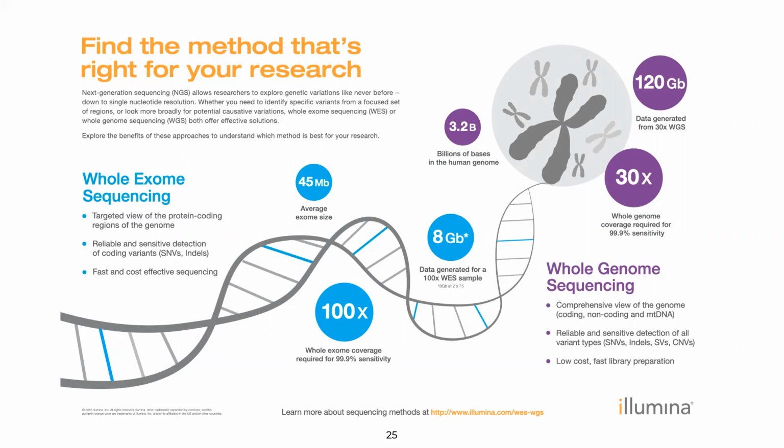So we can think of 3 different options that this kind of sequencing produces: whole exome sequencing, whole genome sequencing, and what's called targeted sequencing. So when we talk about whole exome sequencing, we're talking about sequencing just those 20 to 25,000 genes.